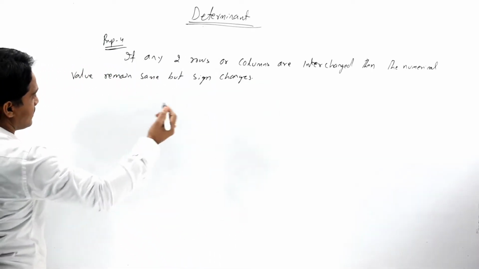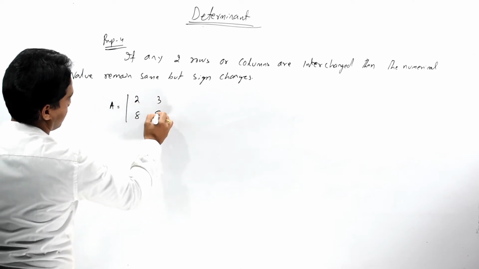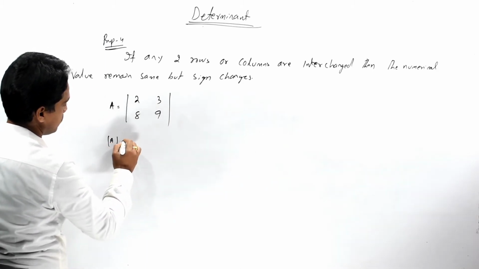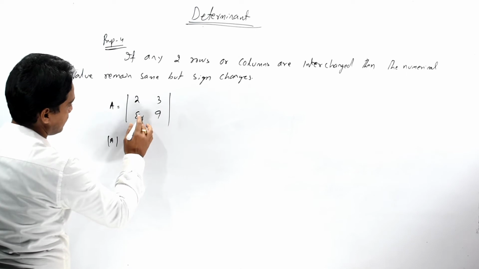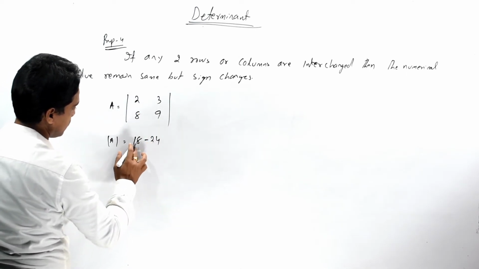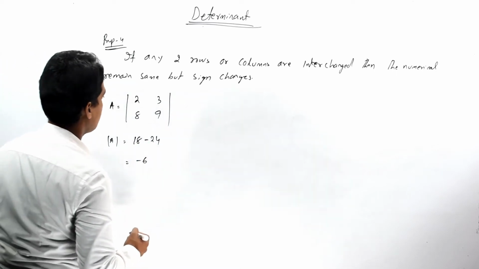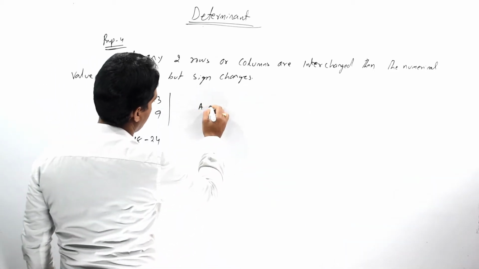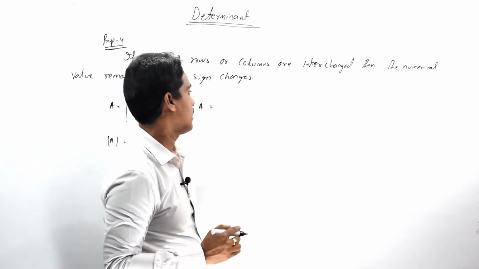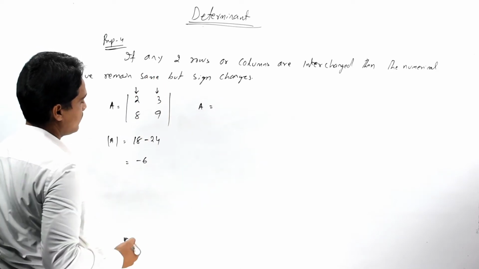So let's take an example. Suppose A is the determinant 2 3 8 9 and its value is 2 into 9, that is 18, minus 8 into 3, 24, that is 18 minus 24 is minus 6. Now find the value of the determinant by interchanging the columns. That means we change the first column and second column.